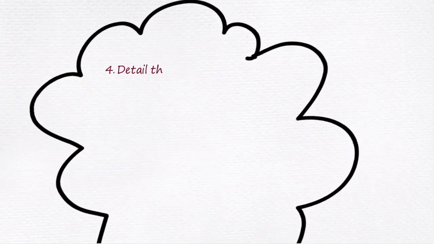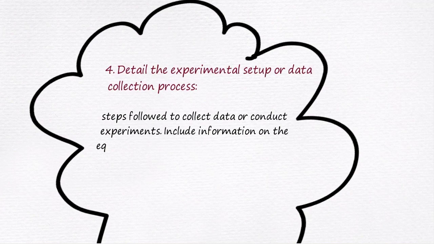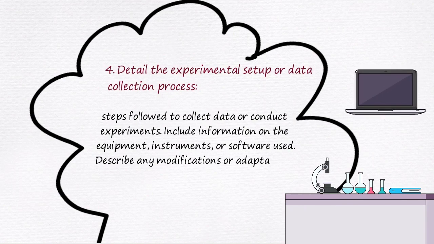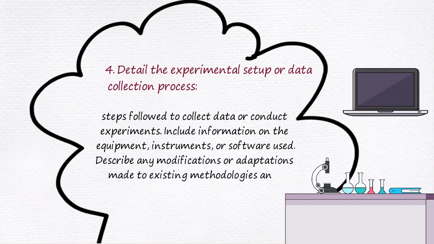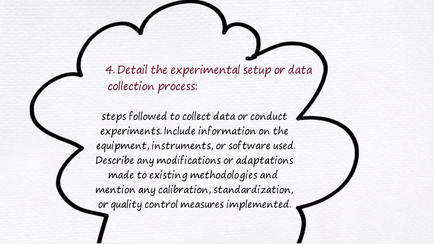4. Detail the experimental setup or data collection process. Provide a step-by-step account of the procedures followed to collect data or conduct experiments. Include information on the equipment, instruments, or software used. Describe any modifications or adaptations made to existing methodologies, and mention any calibration, standardization, or quality control measures implemented.